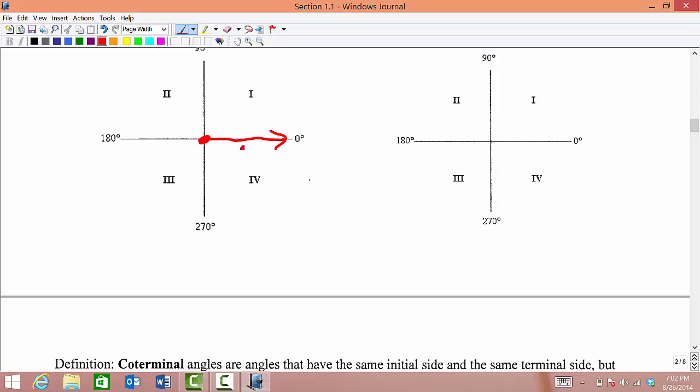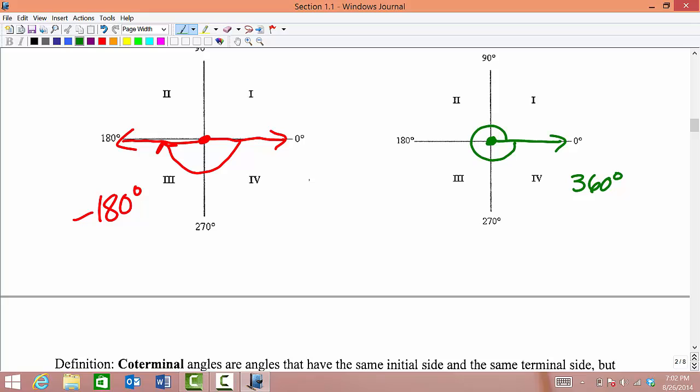Okay, so 0 degrees there. We could form another quadrantal angle by doing a half rotation in the negative direction. That would be negative 180 degrees. We could also form a quadrantal angle by going around the circle more than once. So let's go around once. Of course, that would be 360 degrees.